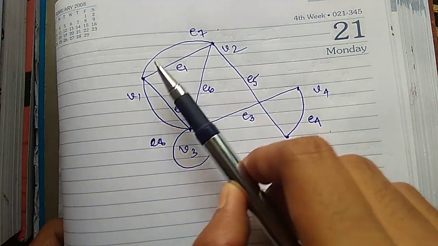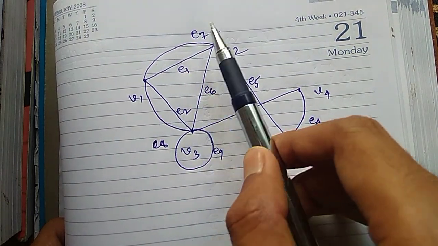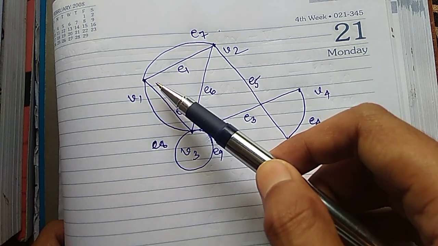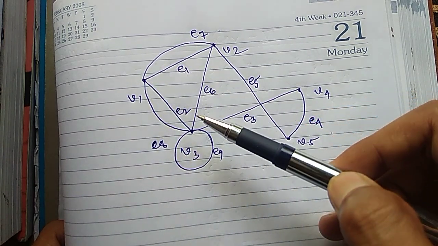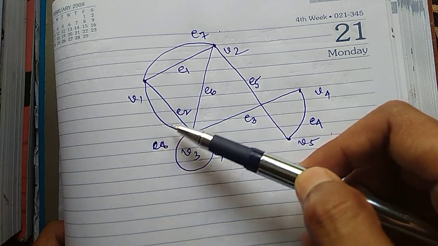Here e1 and e7 are associated with the vertex v1, so e1 and e7 are parallel edges. Also e2 and e8 are associated with the vertex v1 as well as with the vertex v3, so e2 and e8 are also parallel edges.